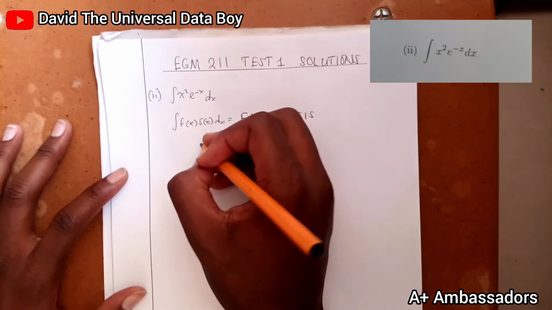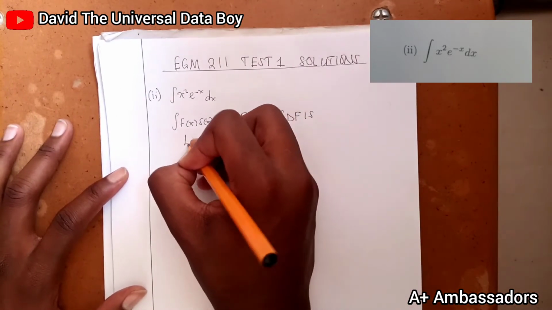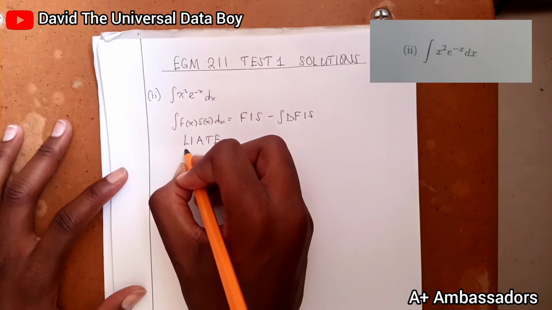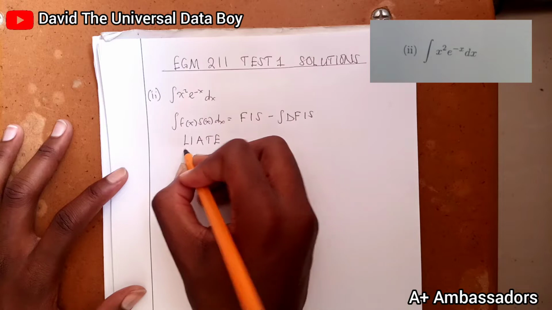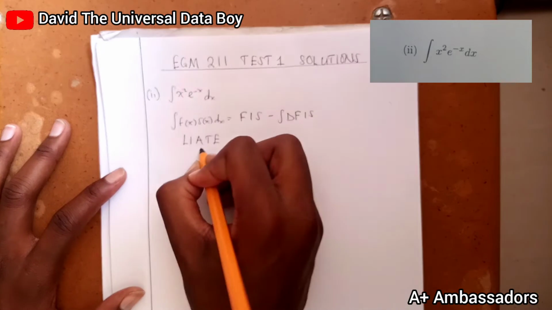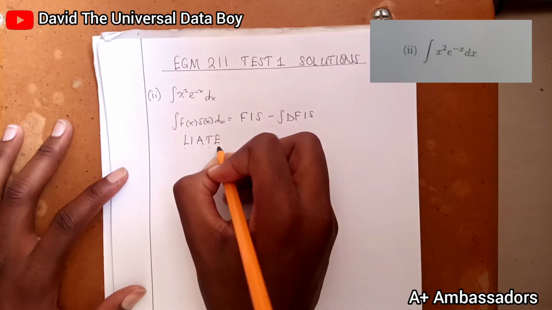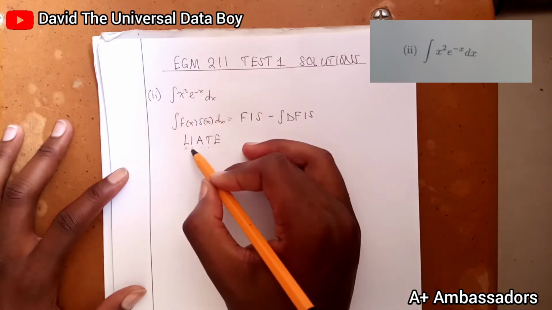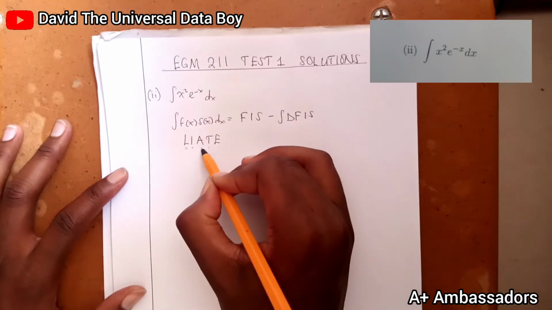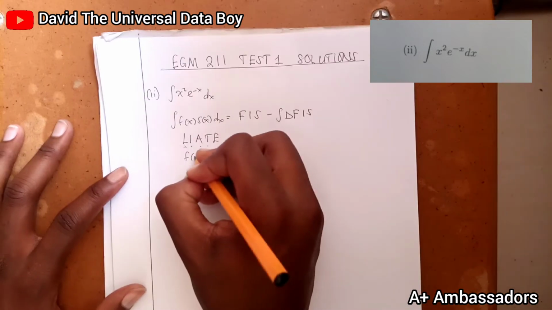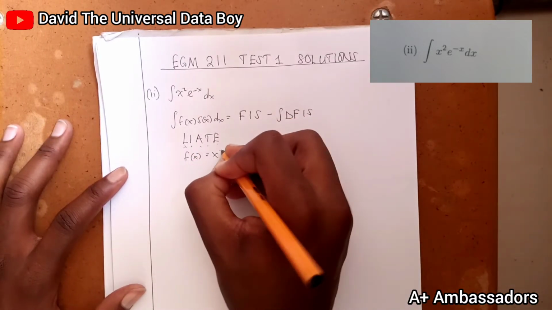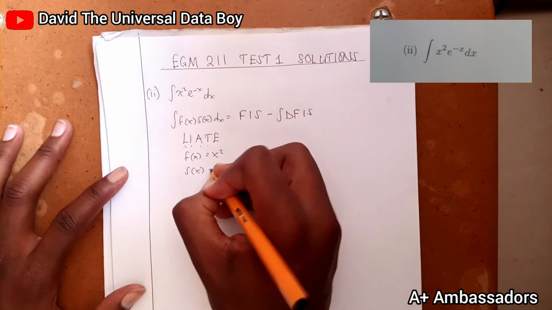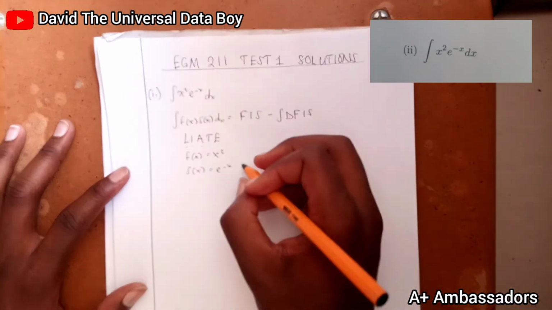So how are we going to choose our functions? We're going to use LIATE. We are saying logarithmic, inverse trig, algebraic, trigonometric, and exponential functions in that order. So when you look at this one, do you have a logarithmic function? No. Inverse trig we don't have. Algebraic, yes we have. So our f of x is going to be equal to x squared. Then whatever remains will be the second function, which is e to the power negative x.